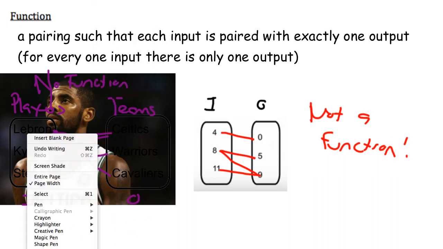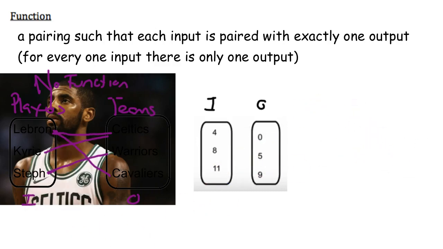Let's see here. I'm going to give you the hardest one now. All right, you ready? What if 4 went to 0, 8 went to 0, and 11 went to 0? Your initial thought might be, okay, no way, it's not a function. But let's think about it. 4 has only one output, it's 0, right? 8 has one output, it's just 0. And 11 has only one output, which is 0. The inputs don't have two outputs. Every input has the same one.